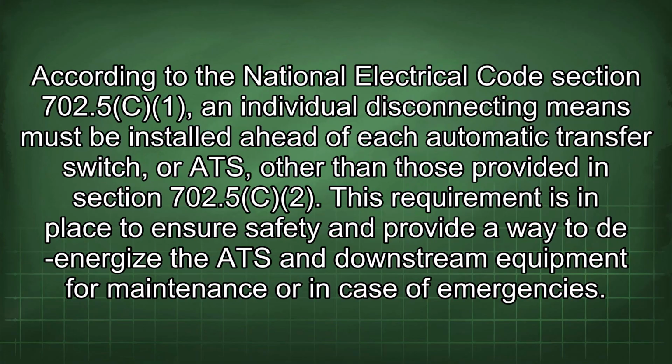According to the National Electrical Code Section 702.5, an individual disconnecting means must be installed ahead of each automatic transfer switch, or ATS, other than those provided in Section 702.5(C)(2). This requirement is in place to ensure safety and provide a way to de-energize the ATS and downstream equipment for maintenance or in case of emergencies.